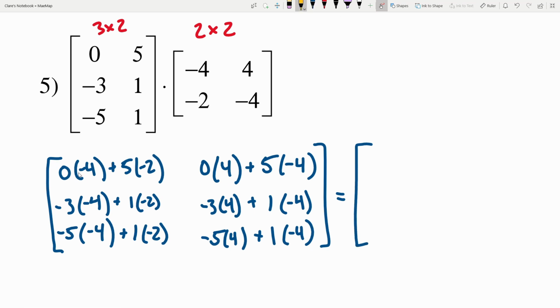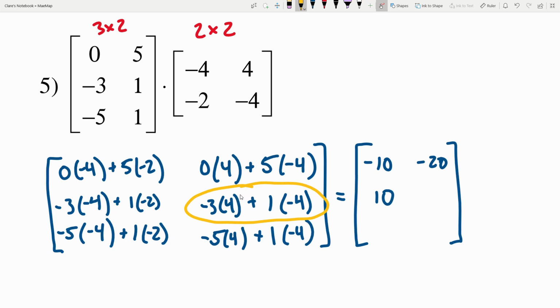Now all I have to do is simplify to get my matrix. So I have 0 times 4, which is 0, plus 5 times negative 2, which is negative 10. 0 plus negative 10 is negative 10. Then I have 0 plus 5 times negative 4, which is plus a negative 20. So that's going to be negative 20. And then we have negative 3 times negative 4, which is a positive 12, and we're adding that to a negative 2, so subtracting 2. 12 minus 2 gives us a positive 10. And then we have negative 3 times 4, which is a negative 12, and we're adding that to 1 times negative 4, which is a negative 4. Negative 12 minus 4 is going to be a negative 16.